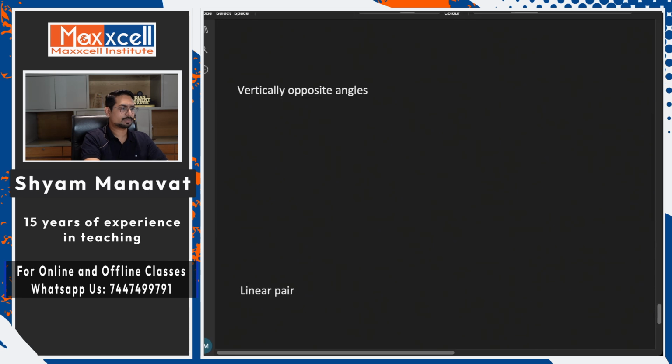Vertically opposite angle, very important. We are going to use it many times in solving questions. So understand vertically opposite angle. Vertically opposite angles are formed by two intersecting lines, right? Two intersecting lines, concurrent lines. Here ये हो गया आपका vertex, where they intersect. और ये हो गया opposite, vertically opposite. So these two angles will be equal, and here these two angles will be equal.